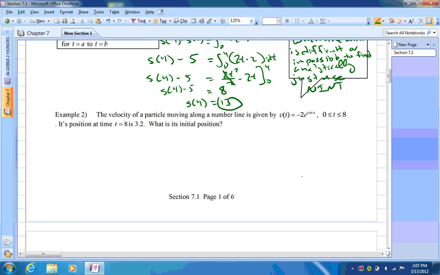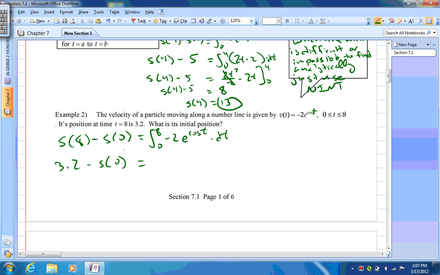So we're given a velocity function that's kind of weird, negative 2 times e raised to the cosine t power. So same thing, s of 8 minus s of 0 is equal to the integral from 0 to 8 of negative 2e to the cosine t times dt. If I work it all out, here's what I'm going to get. S of 8 we know is 3.2. S of 0 we don't know. And on the right side, there's no way we could find it analytically.